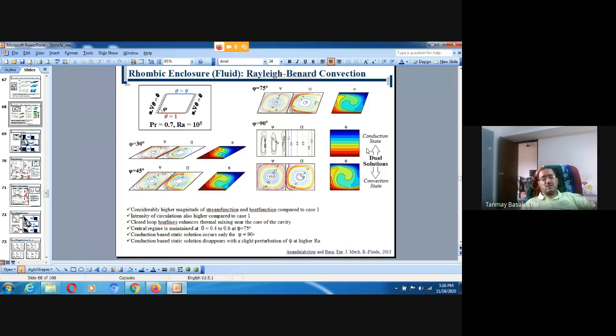Here you can see the stratified layers and the circulations at the same parameter. So this can also be captured by our finite element computer code.